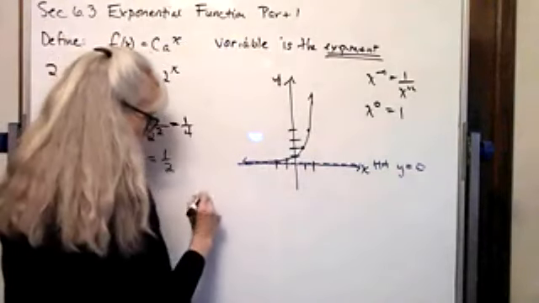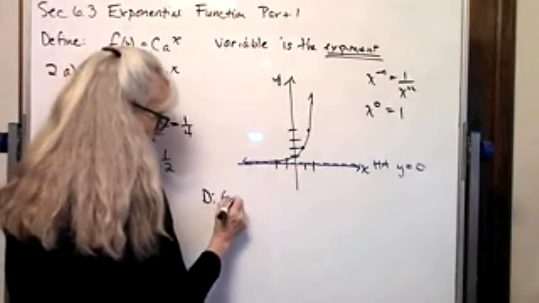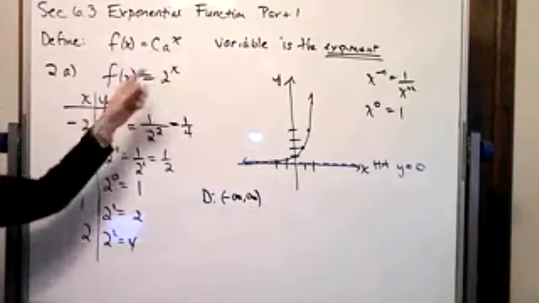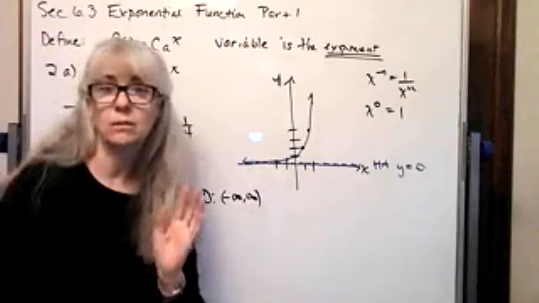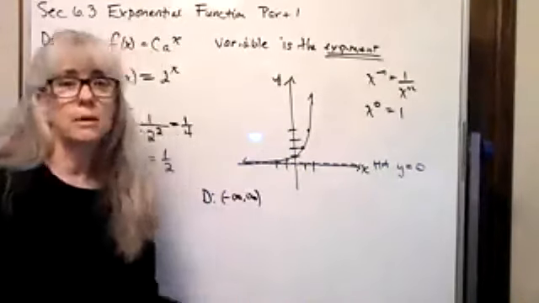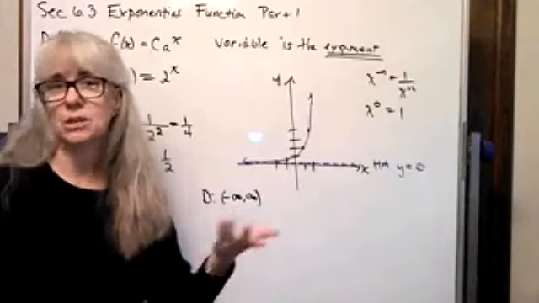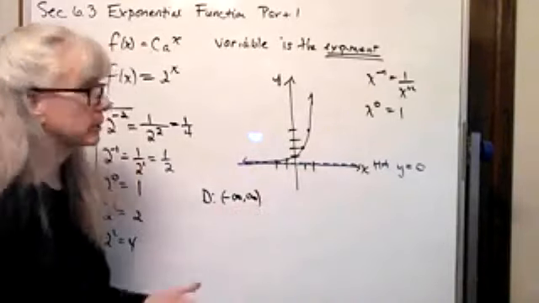So our domain is negative infinity to infinity. In other words, you can plug in any value you want for x. And again, that means any real number can be plugged in for x. So you can plug in rationals, irrationals, decimals, fractions, positives, negatives, anything you want, including 0.